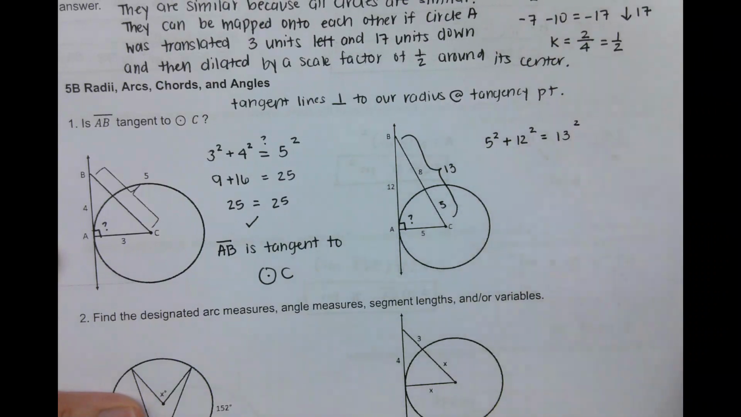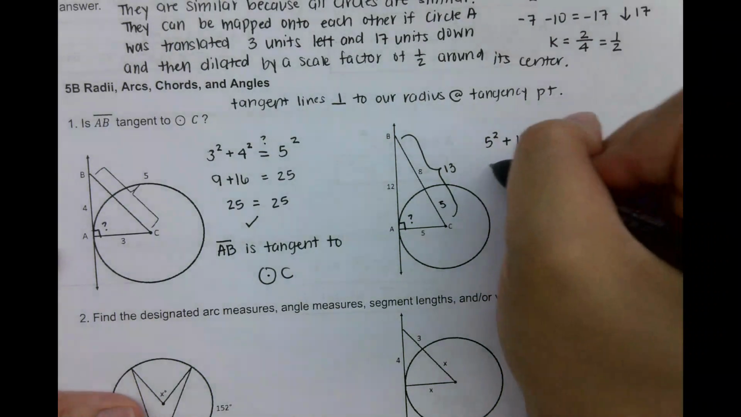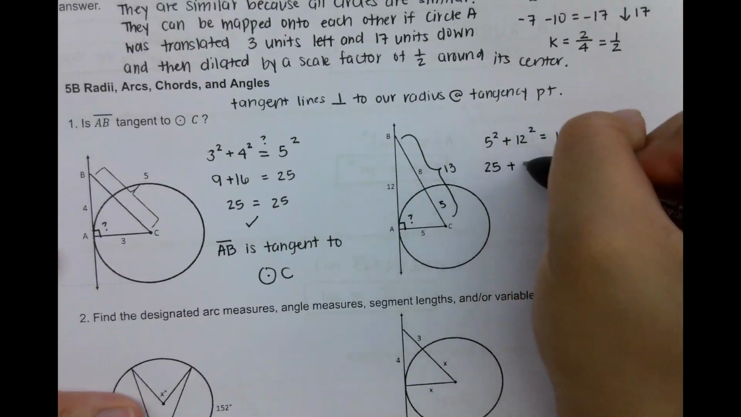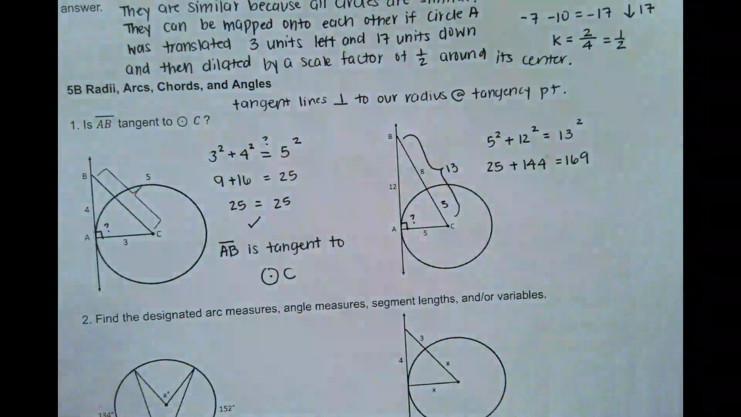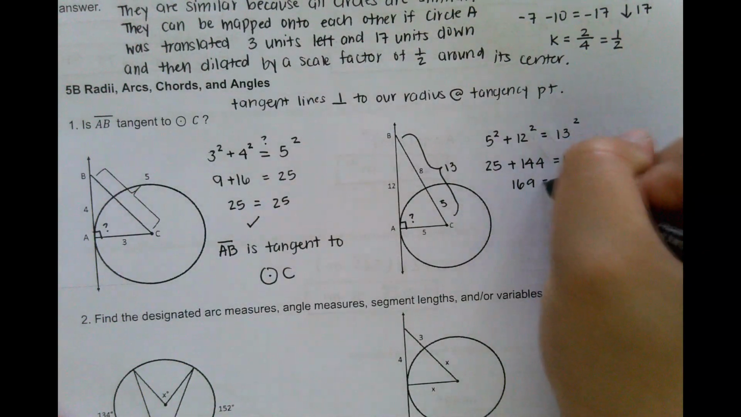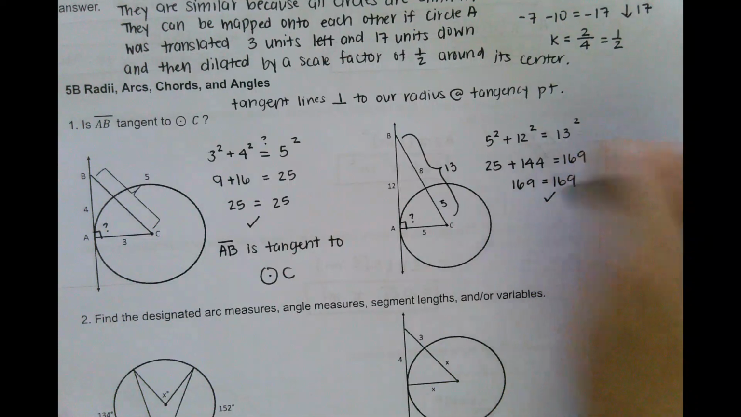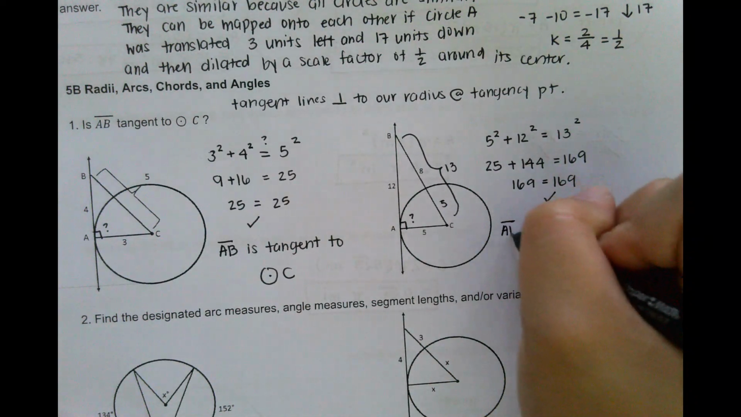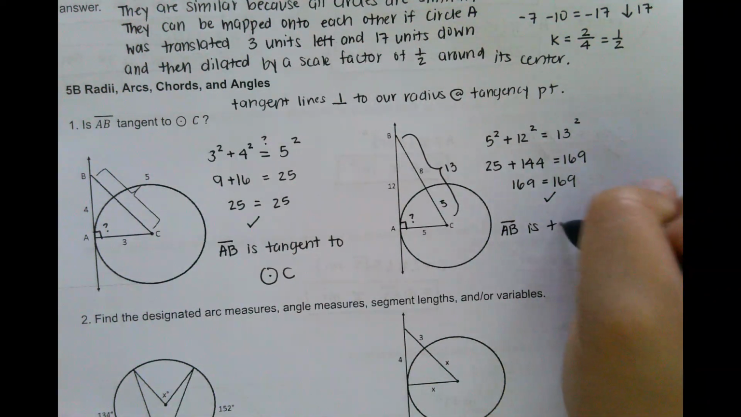Okay. So let's see. 5 squared is 25. 12 squared is 144. 13 squared is 169. Okay. 25 plus 144 is 169. Does 169 equal 169? Yes, it does. So that means AB is tangent to circle C.